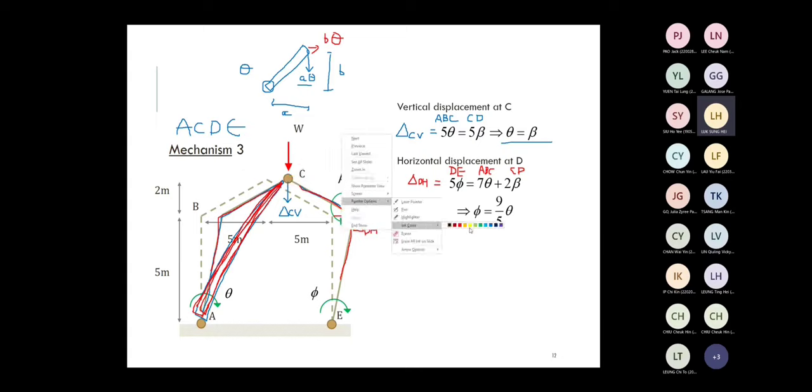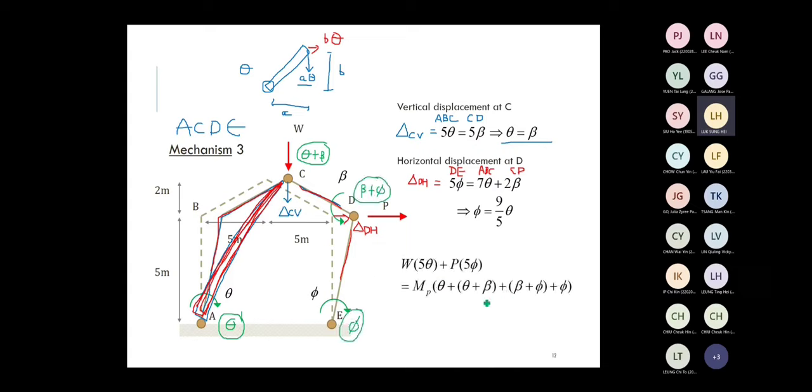You can count the total rotations. Say for example, point A. At point A, the total rotation is equal to theta. At point C, the total rotation is theta plus beta, because point C is joining portion ABC and portion CD. ABC is under rotation theta, CD is under rotation beta. So point C is under total rotation theta plus beta. At point D, the total rotation is equal to beta plus phi. And finally, at point E, phi. So when you write the solution, the first term is due to point A, and then point C, point D, and then point E.